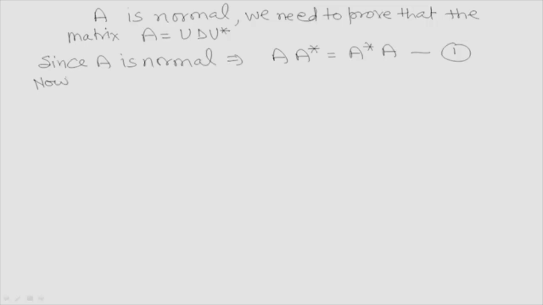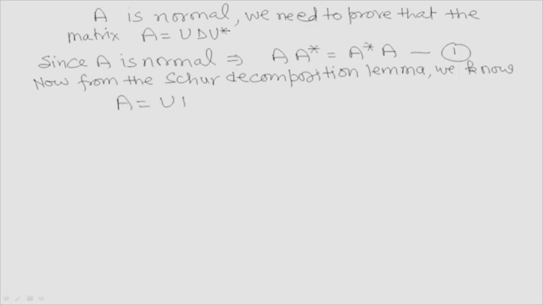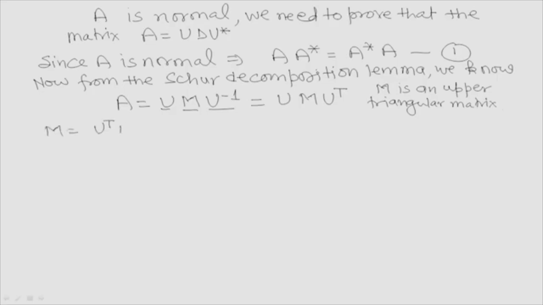Now from the Schur decomposition lemma, we know that any square matrix of order n can be decomposed as the product of three matrices, U, M and U inverse, where U is a unitary matrix. So A can be written as U M into U transpose, and M is an upper triangular matrix. So now from here I can write M equals U transpose A into U.